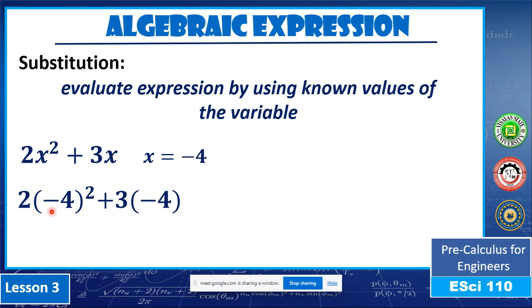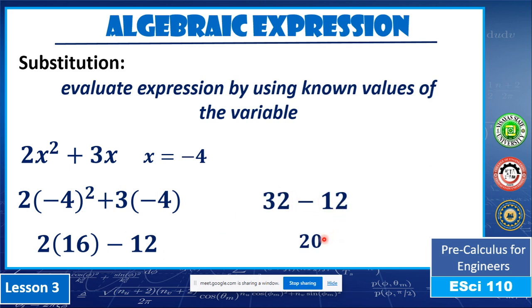So 2 times negative 4 squared plus 3 times negative 4. So for negative 4 squared, this will result to 16. So 2 times 16 minus 12. So do first the multiplication. So we have 16 times 2, 32 minus 12. So we come up with a final answer of 20. So ganito lang class mag-simplify or mag-evaluate ng algebraic expression.